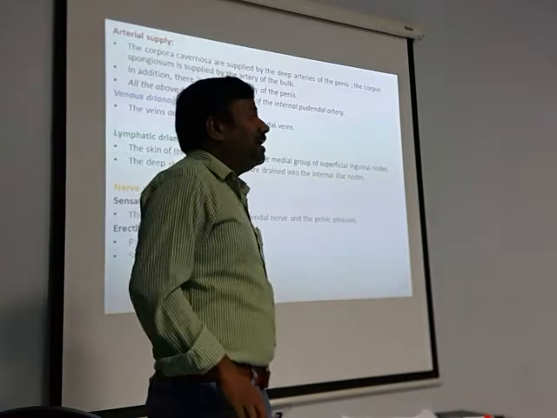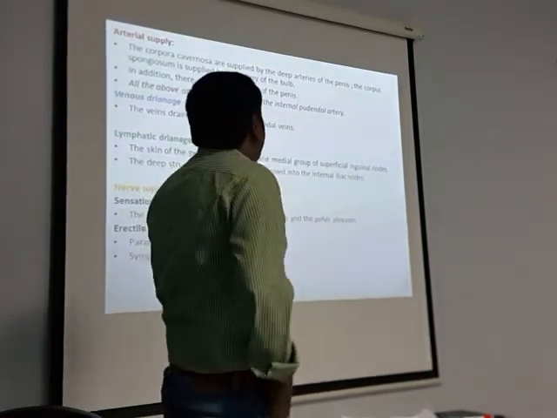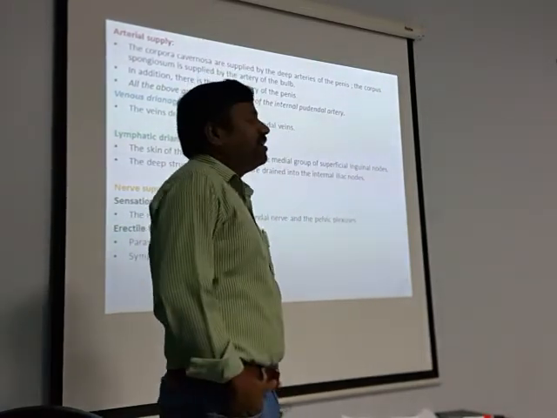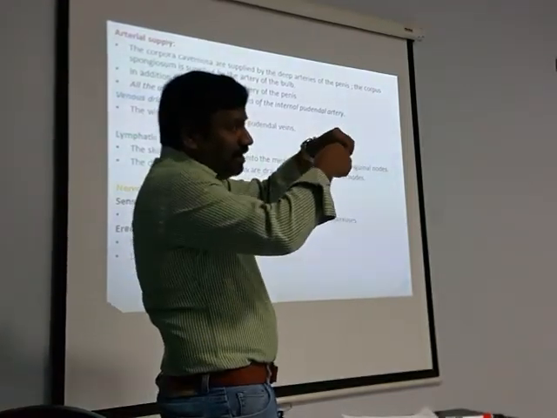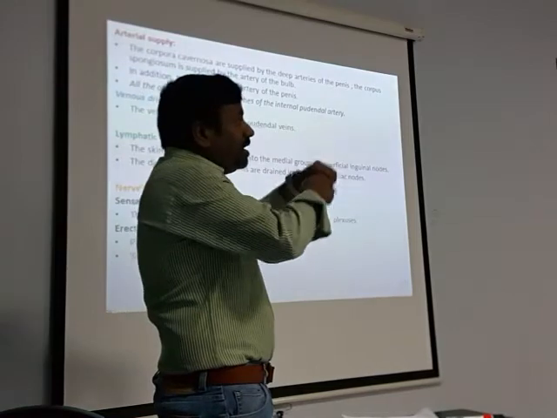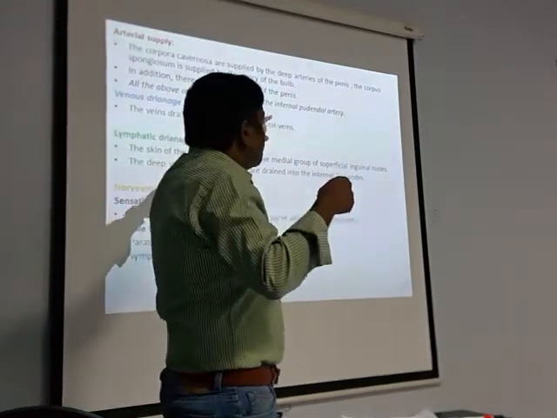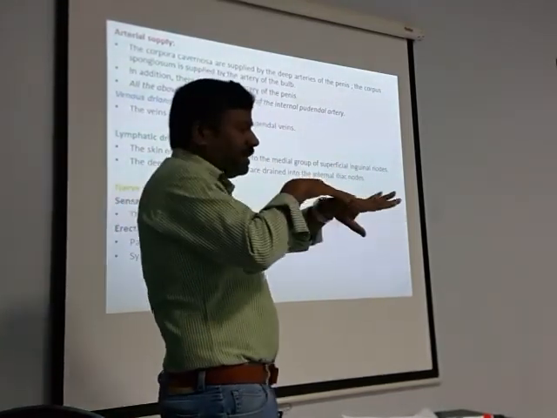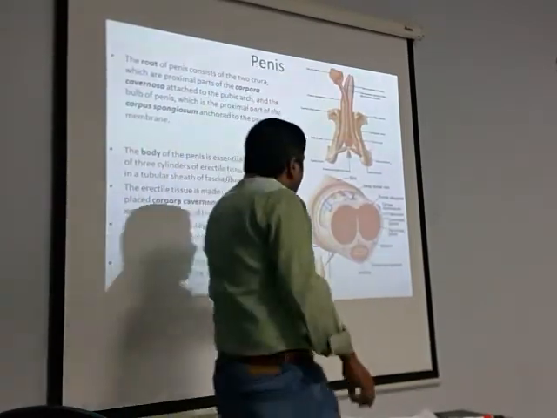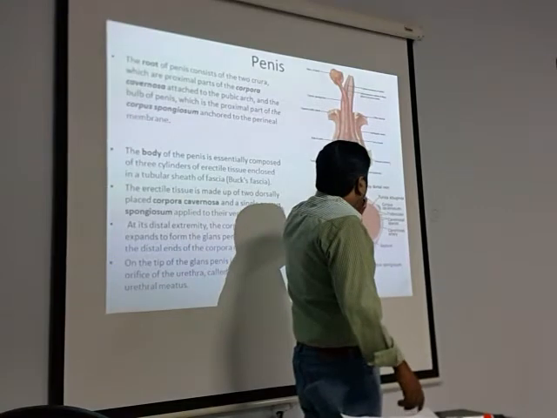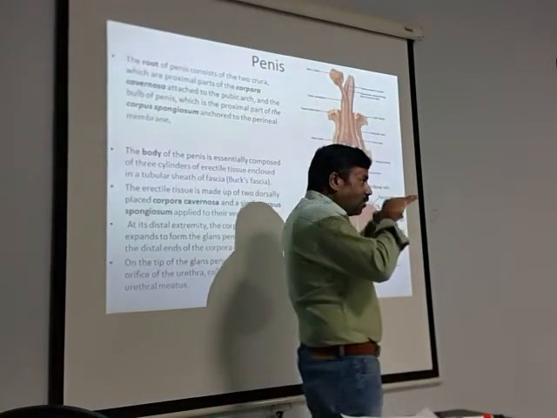So now it's blood supply. As I said, the corpora cavernosa is supplied by the deep arteries of the penis. In the center of the corpus cavernosum, you have the deep artery of the penis. And on the dorsal aspect of the penis, if you observe above that, see this? There are again two more arteries here, which are above the fascia.